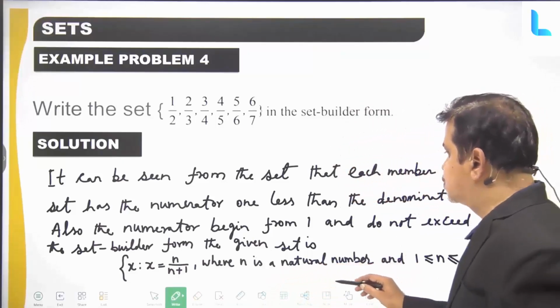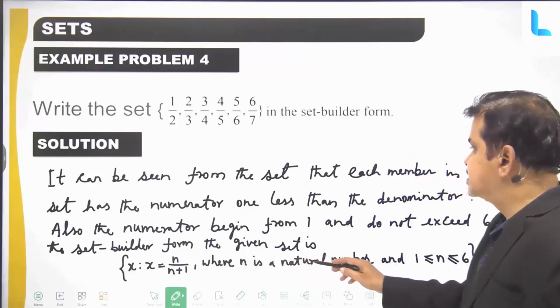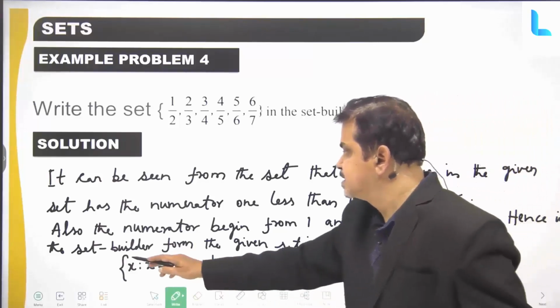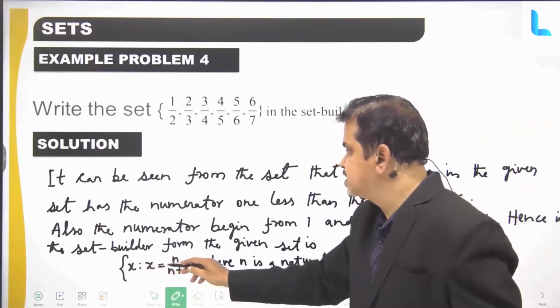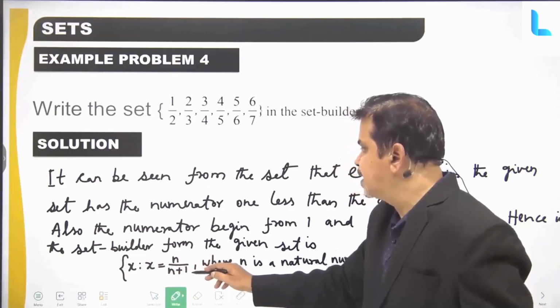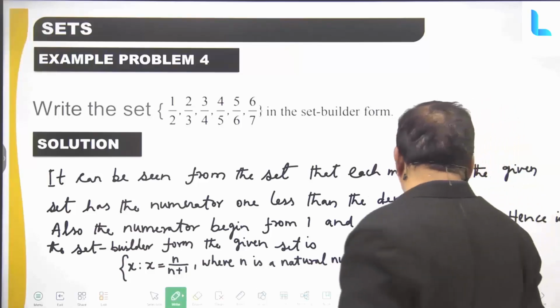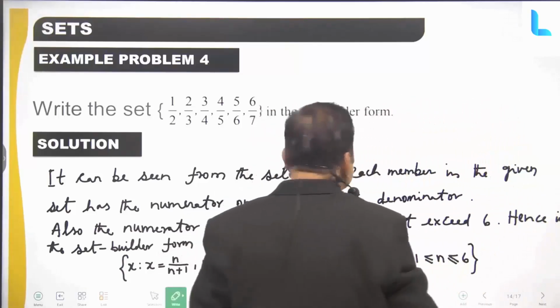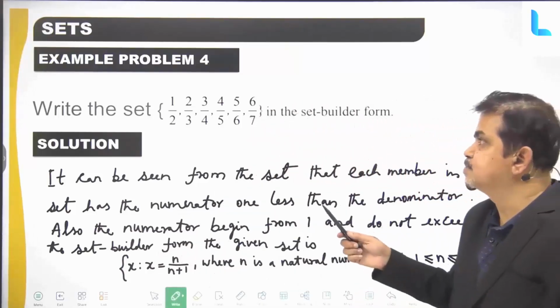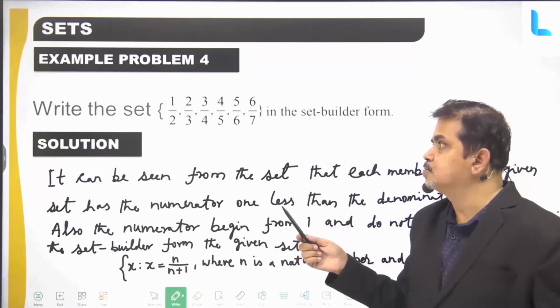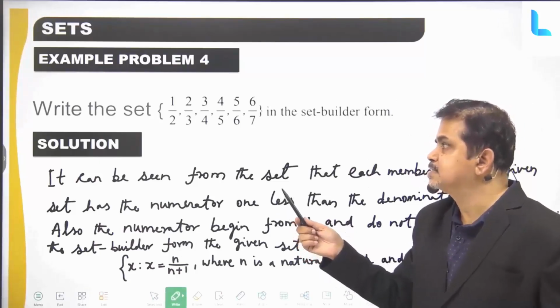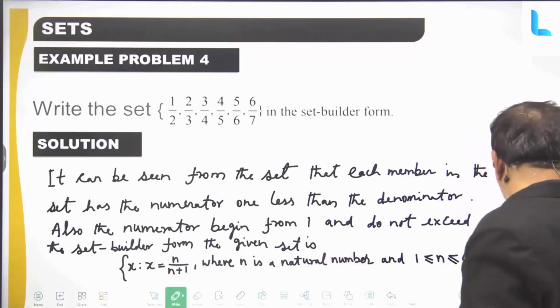So we will be able to write this in the set builder form as {x : x = n divided by n plus 1, where n is a natural number and n lies between 1 and 6}. So I hope it is very clear to you how to write sets in a set builder form.